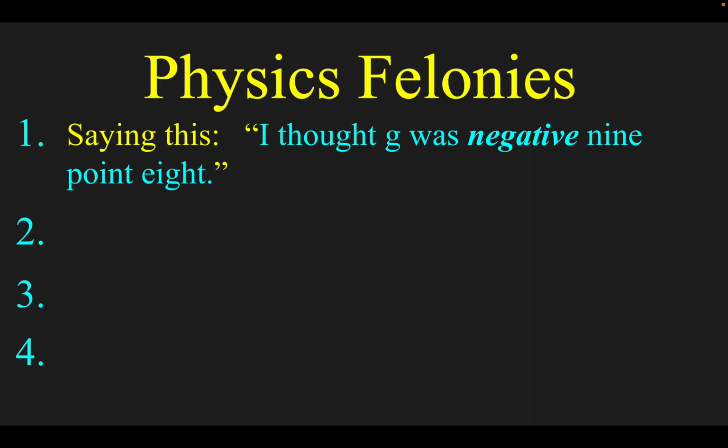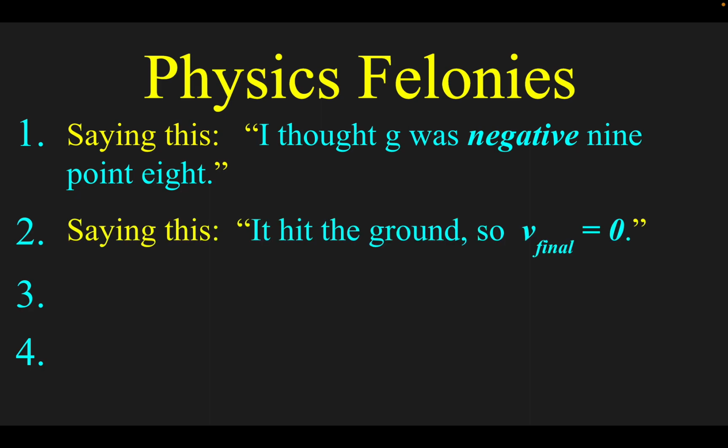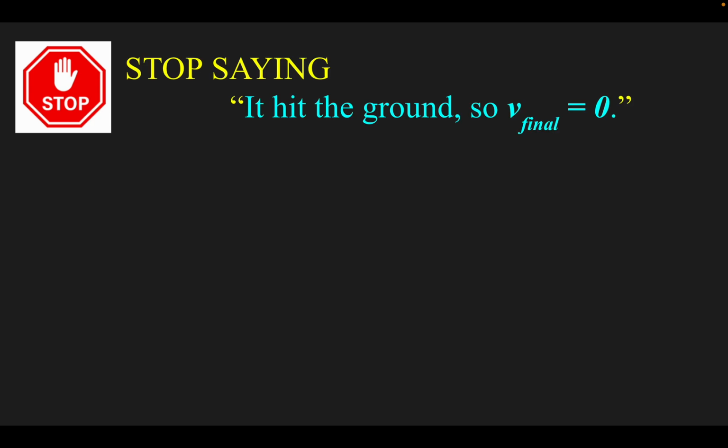The next felony is saying this: it hit the ground, so v final equals 0, right? Let's take a look at this. First of all, please stop saying it hit the ground, so v final equals 0. Usually this comes up in kinematics problems where you're talking about the flight of something. Often right before it hits the ground is when it's going the fastest, depending on the problem. Typically you're talking about the velocity right before impact, which is not going to be 0. It'll be 0 after it bounces around and comes to a stop. But right before the impact, it's not going to be 0.